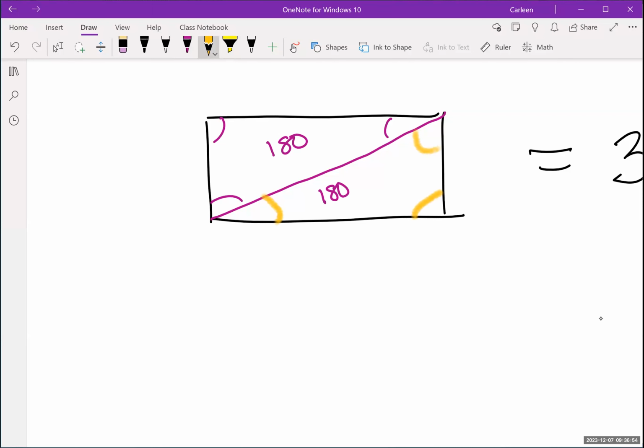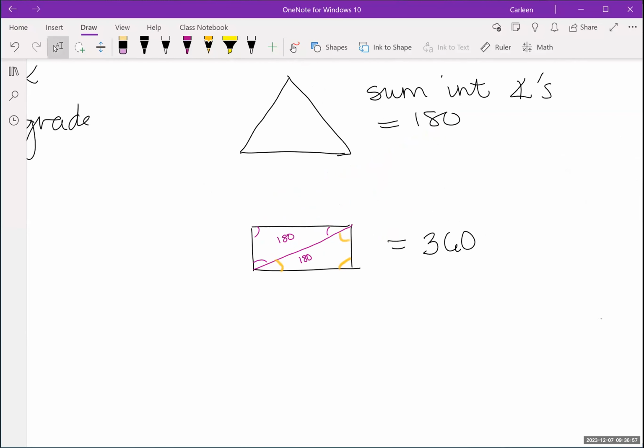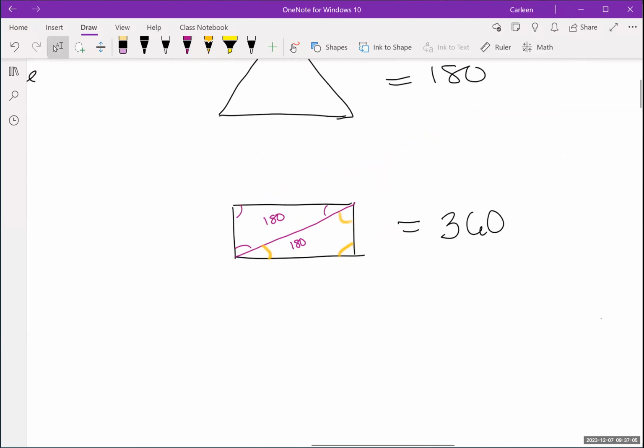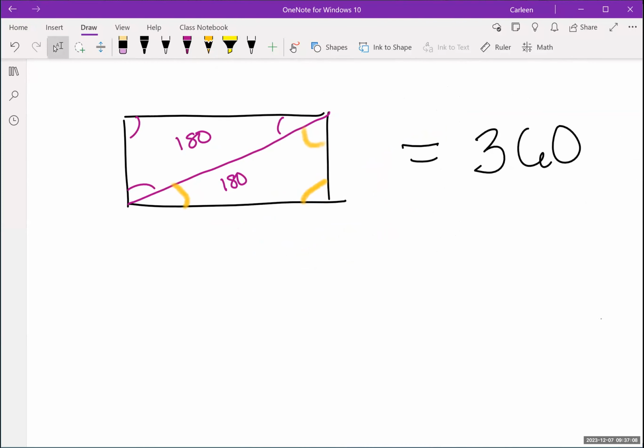Okay. Now, can you see where we get the 360? You knew it was 360 because it has 4 right angles. But we could also see that a rectangle could be divided into 2 triangles, each triangle having the interior angle sum of 180 degrees. Are you with me? Can I get a thumbs up?